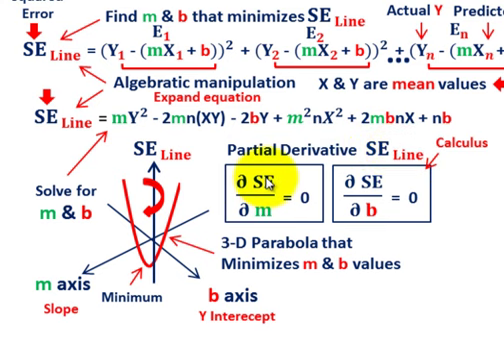So we're going to take a partial derivative of our squared error of the line, SE, with respect to m, the slope of the line, and we set that equal to 0. That's going to represent our minimum point. And then we take the partial derivative of SE with respect to b, the y-intercept, and set that equal to 0. So that's going to give us our minimum points for m and b.